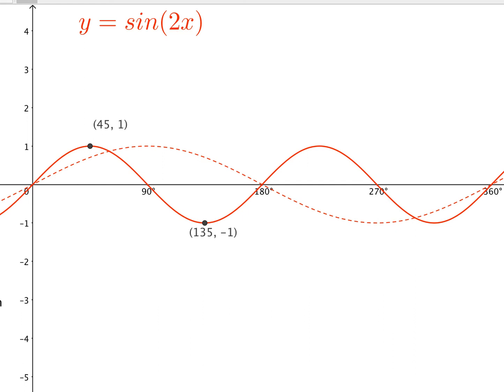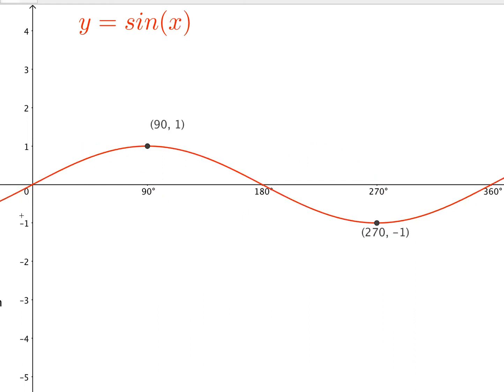So that was the second change. This is the third change.